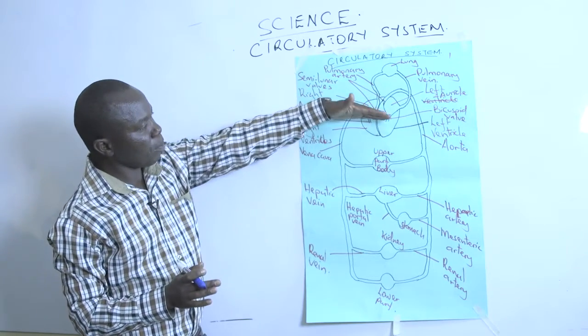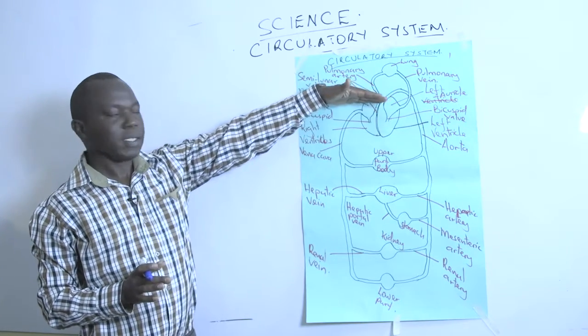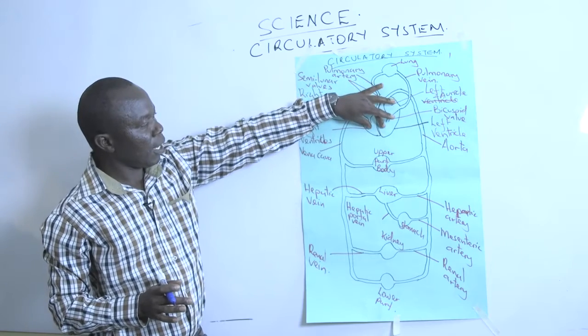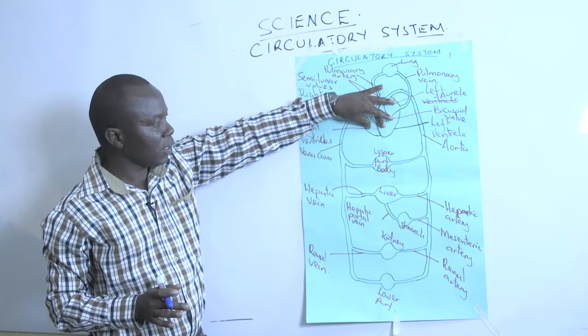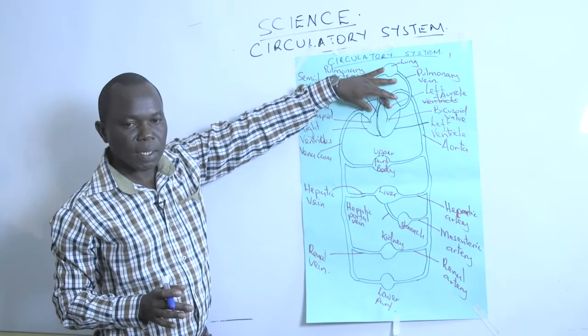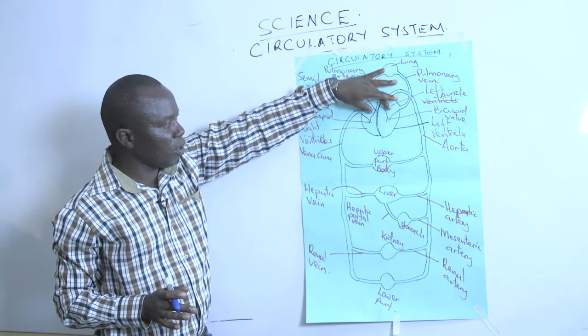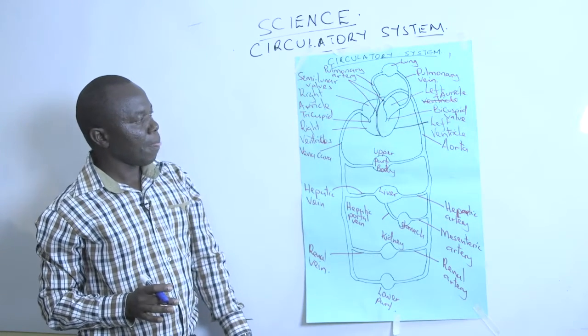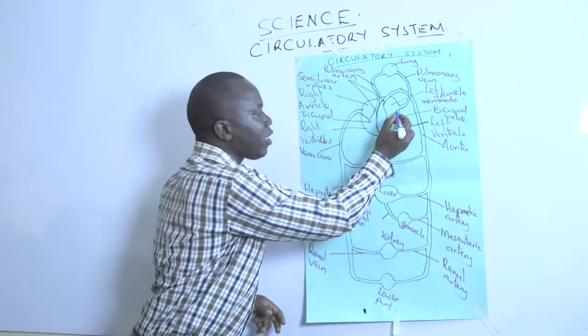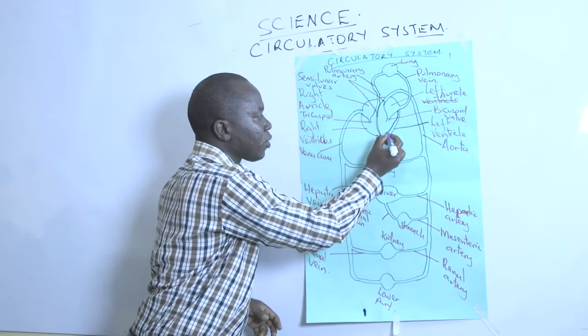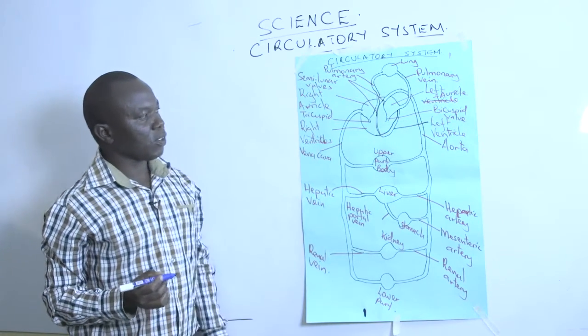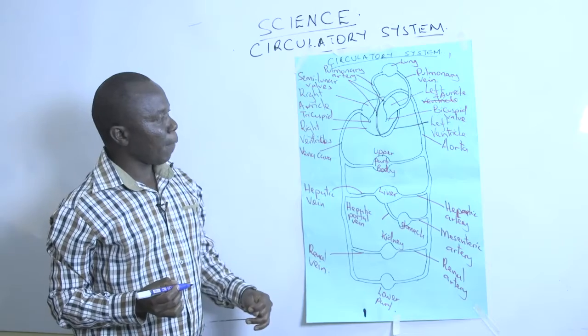In fact, if you compare the upper chambers and the lower chambers, the lower ones are usually large in size. The upper ones are smaller in volume. But this left ventricle has thicker muscles than the right ventricle. We want to find out why.